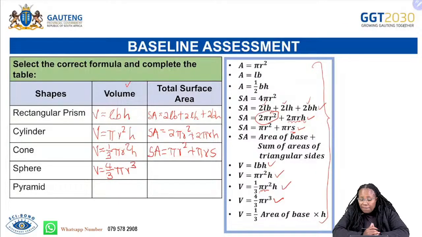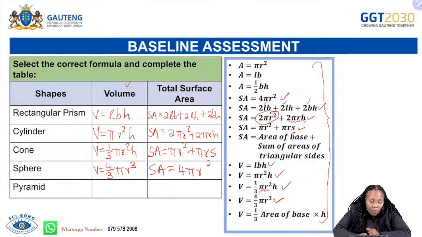And then for the surface area, we are using the surface area of a sphere, which is 4 pi r squared. Surface area will be equal to 4 pi r squared. Grade 12, never be confused by these two. They look similar. You must know the 4/3 is for the sphere, the 1/3 is for the cone.